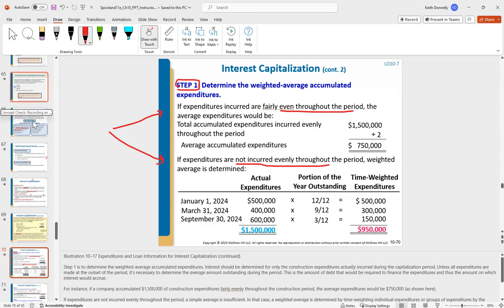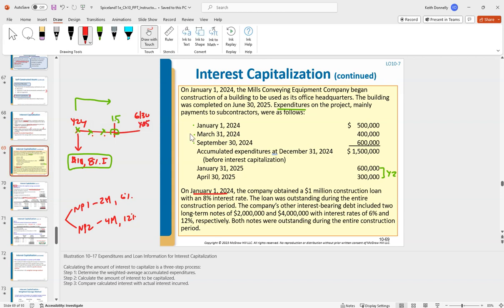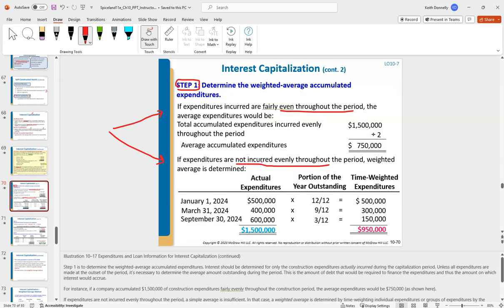If they are not incurred evenly, which is the case here, if we go back, what slide are we on? These expenditures aren't even Steven: January, March, September. In this case, when they're not incurred evenly, we have to figure out the weighted average. One of our expenses was January 1st, so we tee up 12 months for that. One of them was March 31st, so we tee up 9 months for that. Then we have September, which has 3 months until we get to the calendar year end.